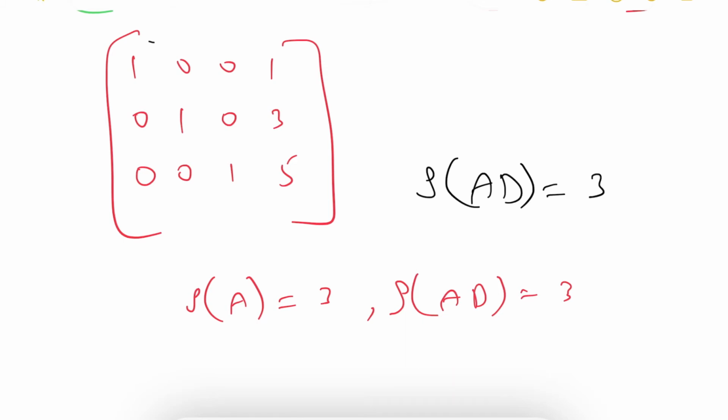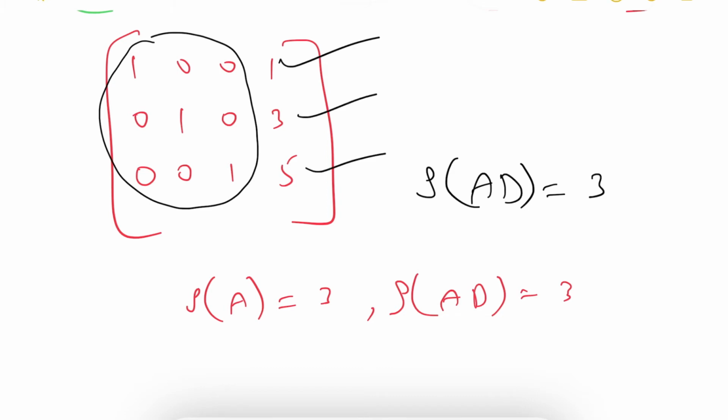So after getting the 3 columns like 1 0 0, 0 1 0, 0 0 1, whatever remains in the last column, those will become the x, y, z values. So x is equal to 1, y is equal to 3, and z is equal to 5.